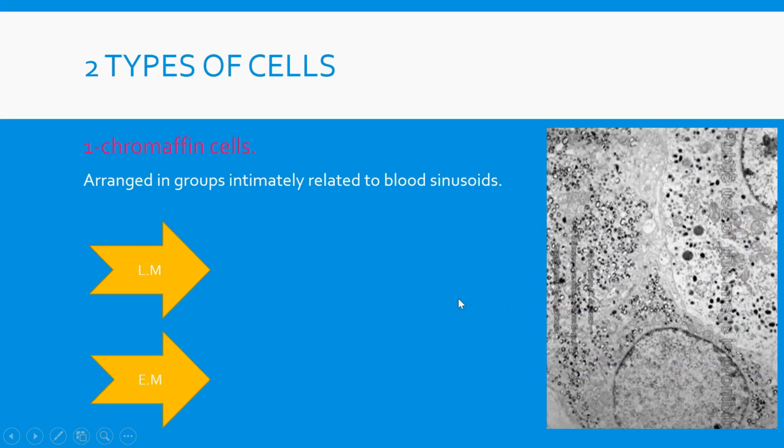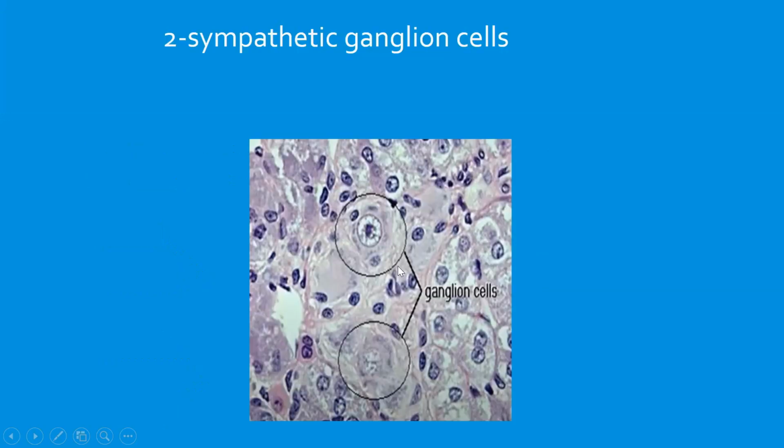By electron microscope, they are polypeptide-secreting cells having some rough endoplasmic reticulum, Golgi apparatus, and secretory granules that store adrenaline and noradrenaline. The second type of cells are the sympathetic ganglion cells. They are stellate nerve cells scattered between chromaffin cells to stimulate their secretory activity. They are innervated by preganglionic sympathetic nerve fibers.